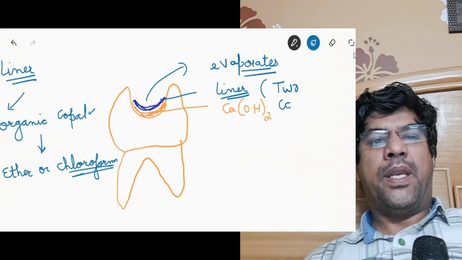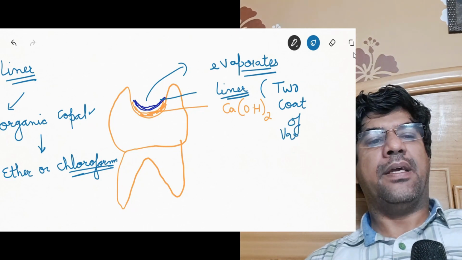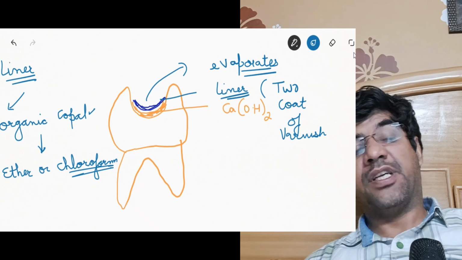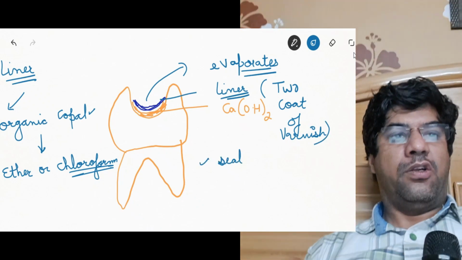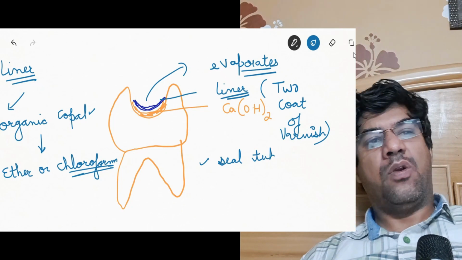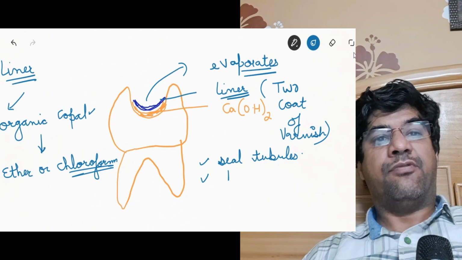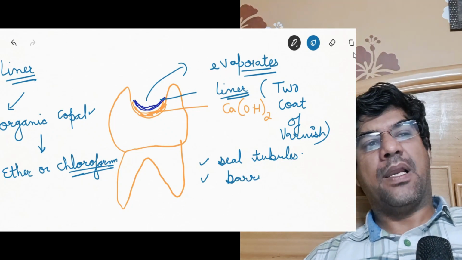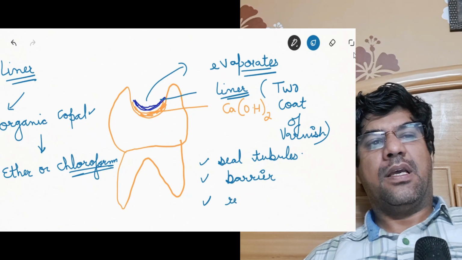So how many coats of varnish do you generally apply? Two coats of varnish are applied using a small cotton pellet. That will prevent microleakage. In case of amalgam restoration, the varnish will improve the sealing ability of the amalgam. There will be reduced post-operative sensitivity.